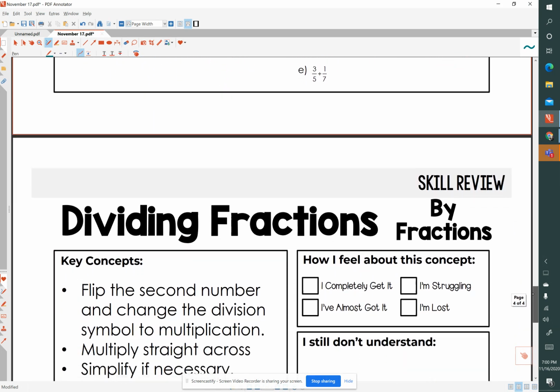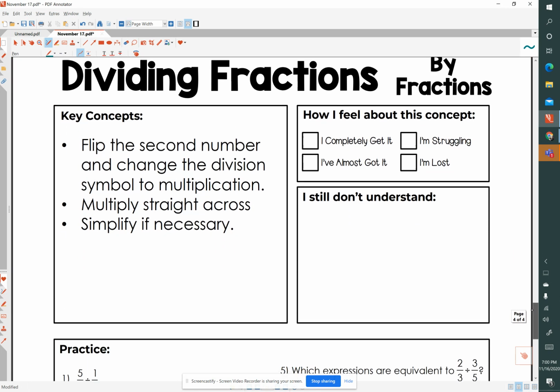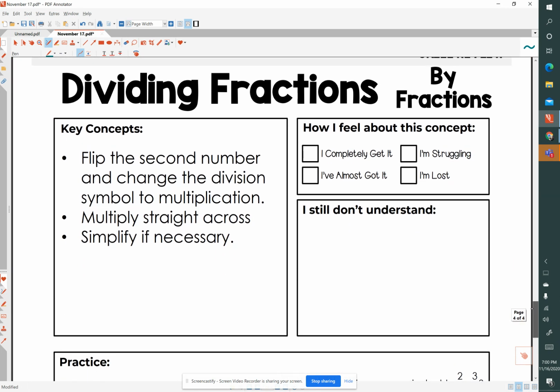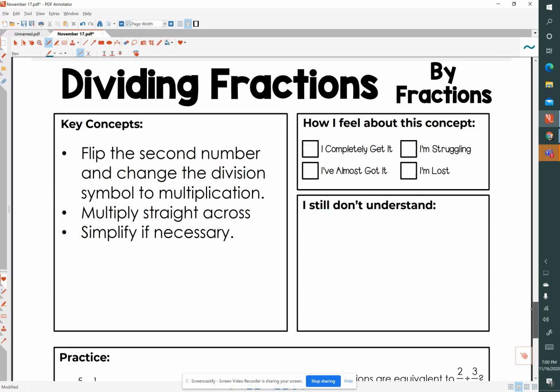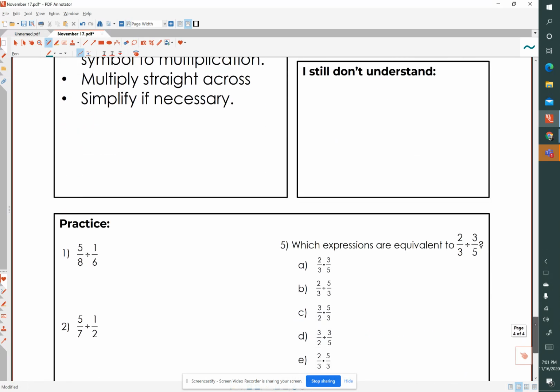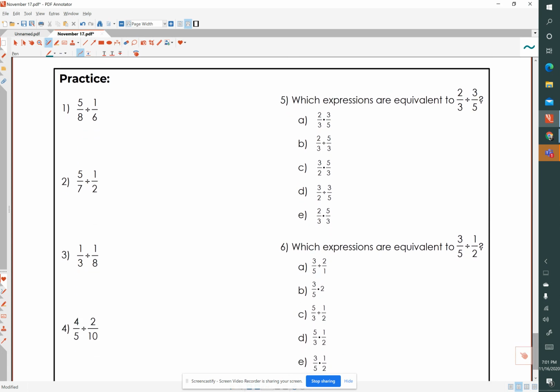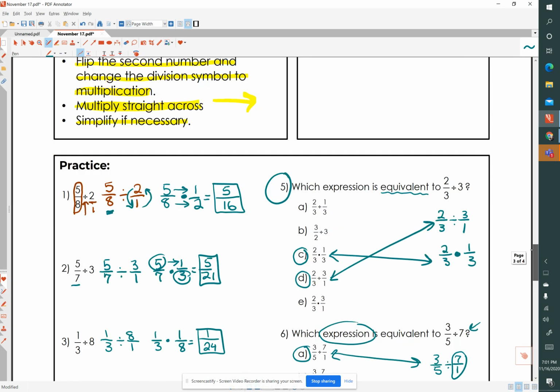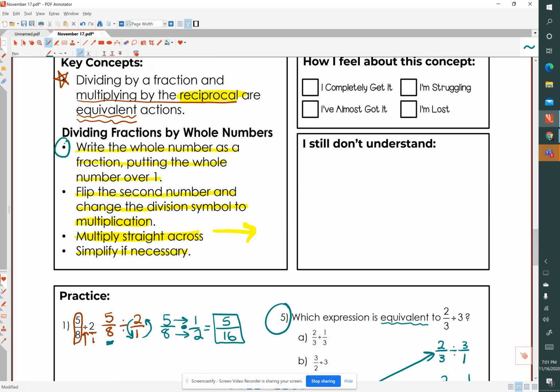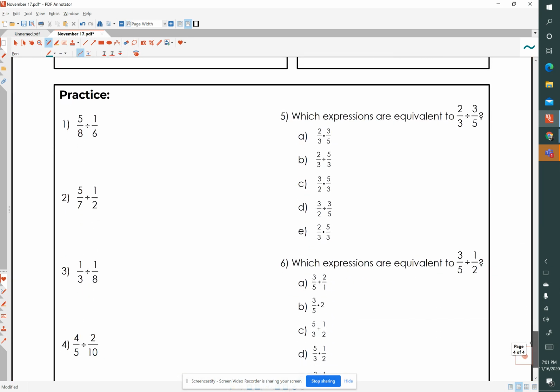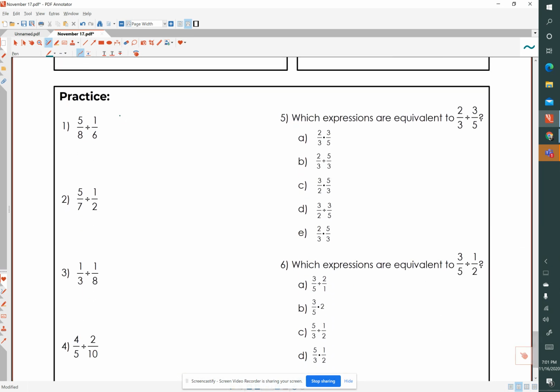Moving on, we're going to try dividing a fraction by a fraction. So first we tried dividing a fraction by a whole number. Now we're going to divide a fraction by a fraction. We're going to use the same process, but we do not have to write the whole number over 1. We can skip this step. So now our work is easier because we don't have to put the whole number over 1. So we start with keep, change the division to multiplication, and invert or flip the second fraction in order to show the reciprocal.